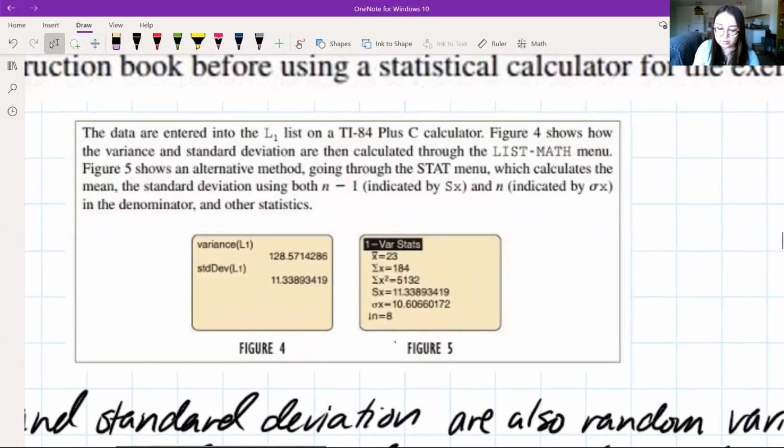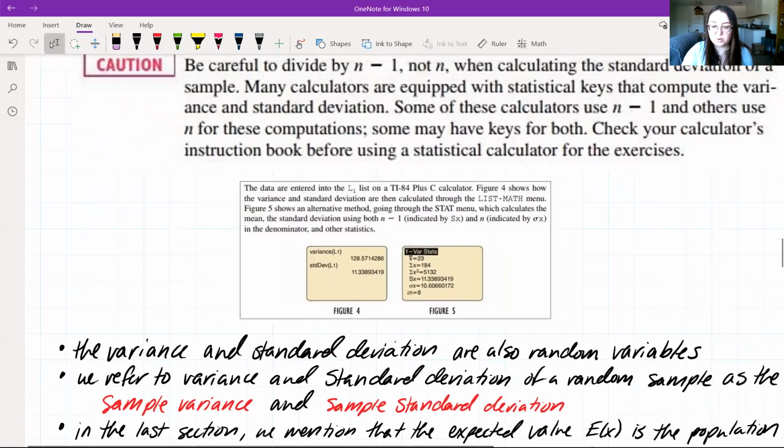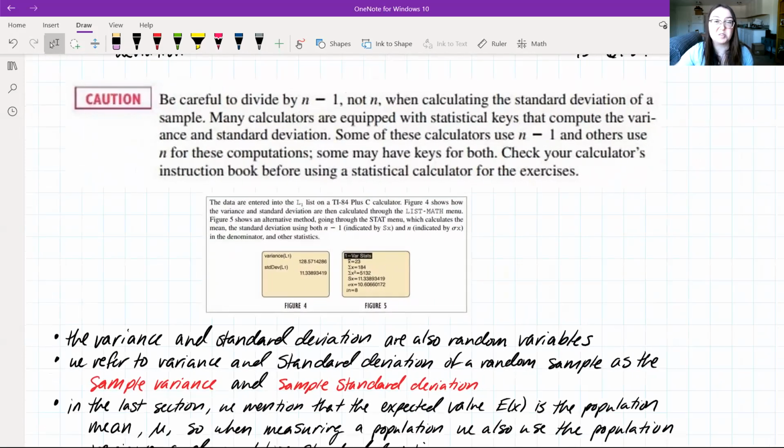I'm going to zoom in here. So for example, if you have a TI-84 plus C calculator, this is how you would find the standard deviation. So the data is entered into the L sub 1 list on the TI-84 plus C calculator. Figure 4 shows how the variance and standard deviation are then calculated through the list-math menu. Figure 5 shows an alternative method going through the stat menu, which calculates the mean and standard deviation using both n minus 1, indicated by Sx, and n, indicated by sigma x, in the denominator, and other statistics. So you can calculate your standard deviation straight out from a calculator if you have one that is able to do it.